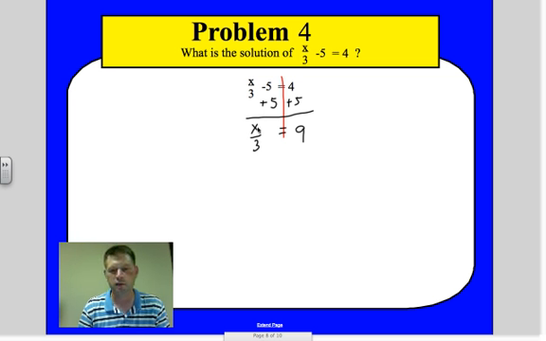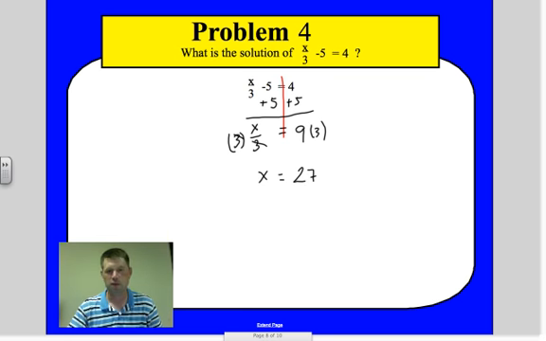Now I have this variable here. I need to get rid of that 3. So again, I'm going to multiply. Anytime you have it on the denominator like that, you need to multiply. 3's cancel, giving me x equals 9 times 3 is 27. And again, check your work on that.